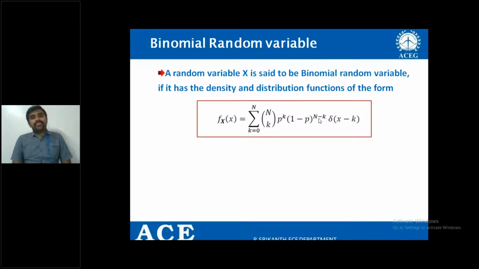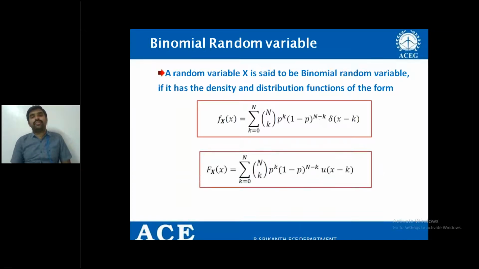And nCk, you all know, is the combination factor, right? So nCk p^k into (1 minus p)^(n minus k). That is the definition of the density function for the binomial random variable. Similarly, the distribution function can be represented like this: summation k equal to 0 to n nCk p^k (1 minus p)^(n minus k) u of (x minus k).